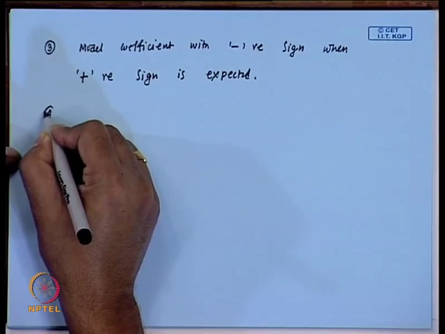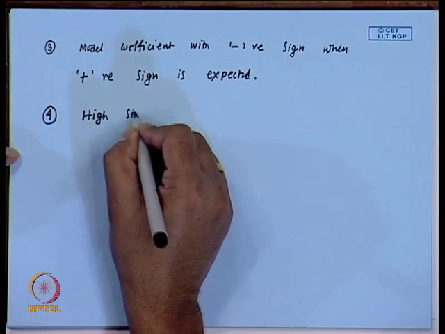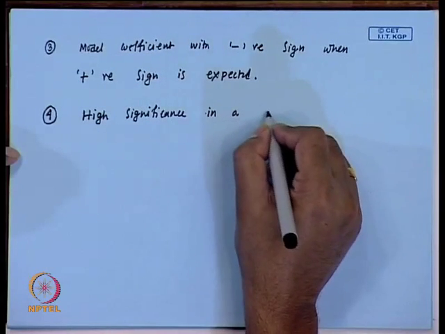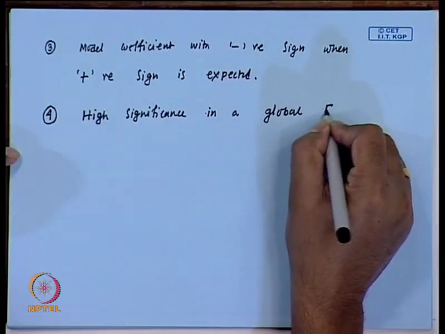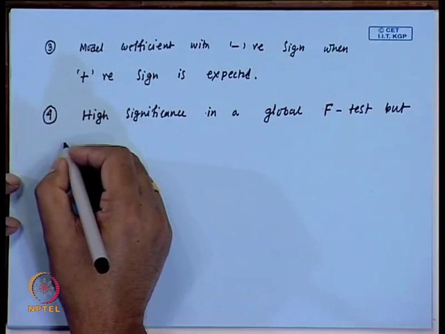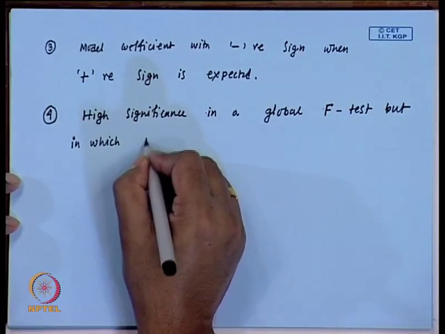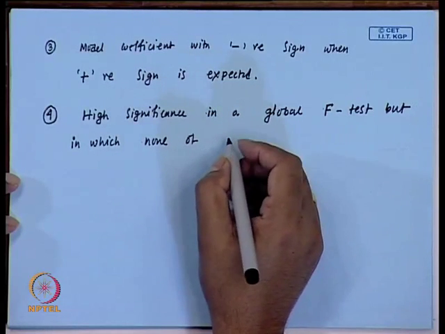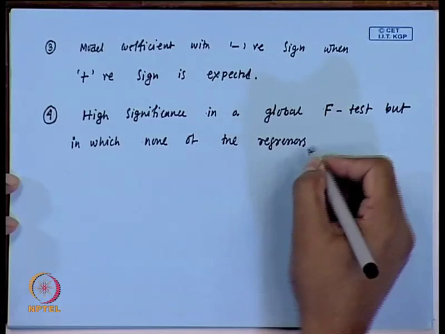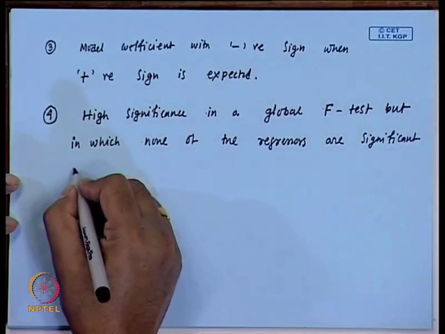And the next issue, number 4, is high significance in a global F test but in which none of the regressors are significant in the partial F test.